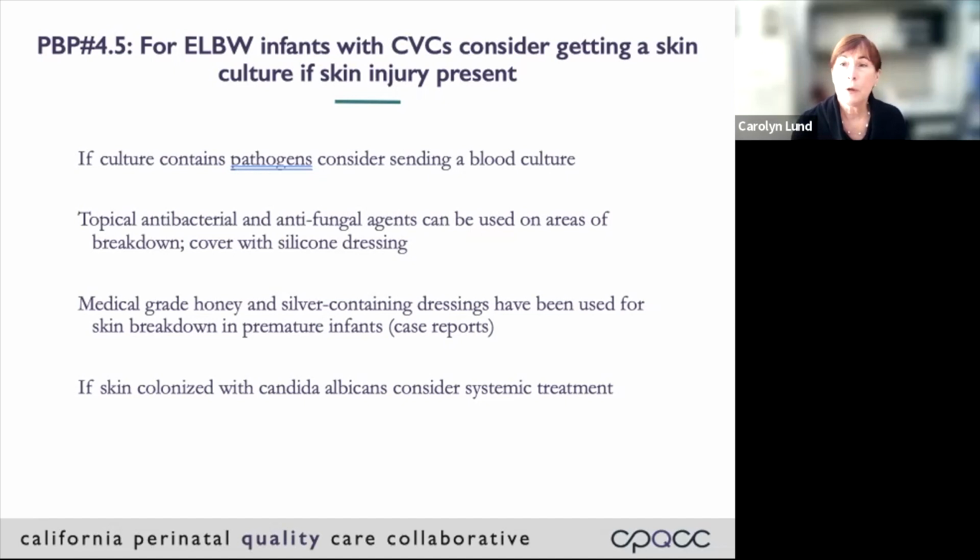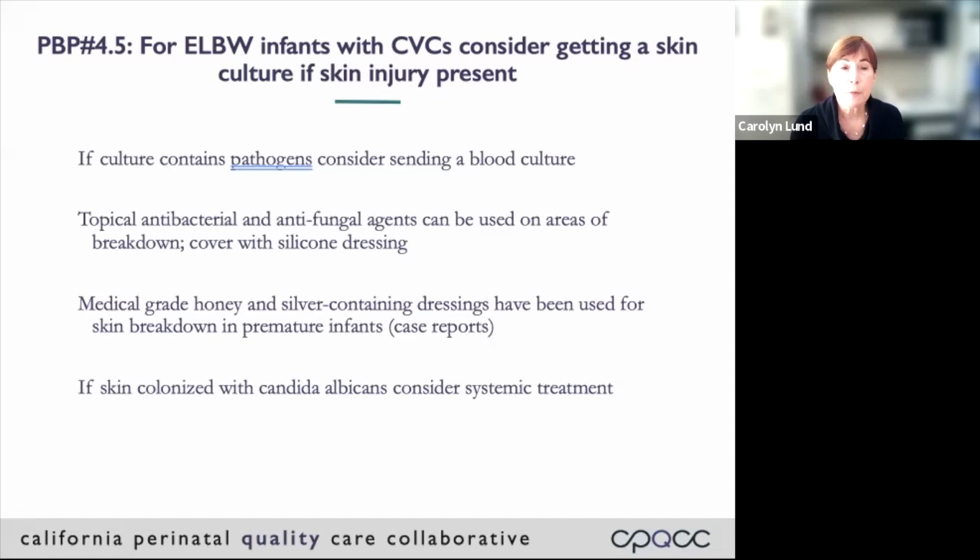Classically, we would consider invasive fungal dermatitis, but I've seen babies who we thought might have a fungus and it wasn't. We've seen Pseudomonas, Serratia, E. coli, and of course MRSA. You can use topical antibacterial and antifungal agents if you know what you're dealing with. If it's MRSA, you might want to use mupirocin. If it's Candida, you might want to use nystatin. And then we do cover these ointments and such with a silicone dressing.